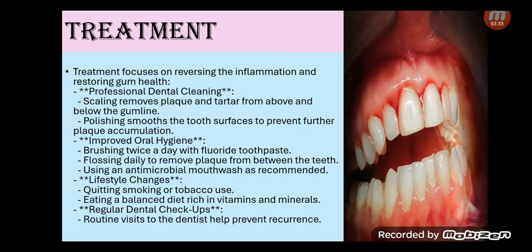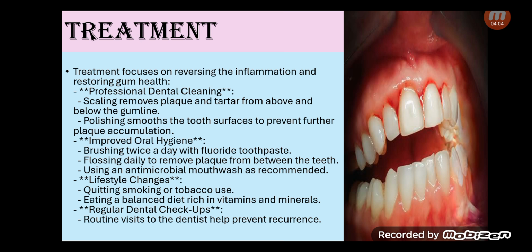Now let's talk about the treatment for gingivitis. The treatment focuses on reversing the inflammation and restoring gum health. That is done by professional dental cleaning, that is scaling, which removes plaque and tartar from above and below the gum line. Then polishing smooths the tooth surface to prevent further plaque accumulation. The other thing we can do in treatment is improving oral hygiene, that is by brushing twice a day with fluoride toothpaste, flossing daily to remove plaque from between the teeth, and using an antimicrobial mouthwash as recommended.